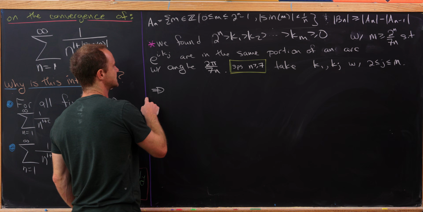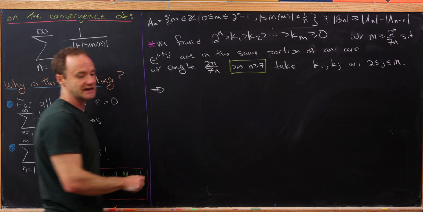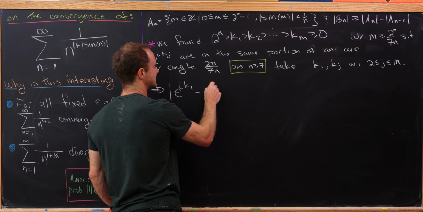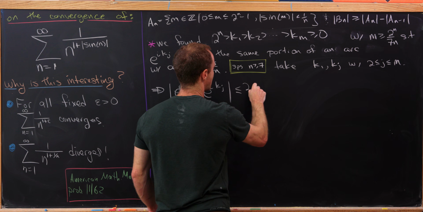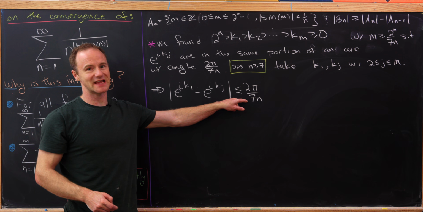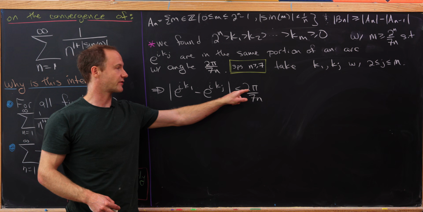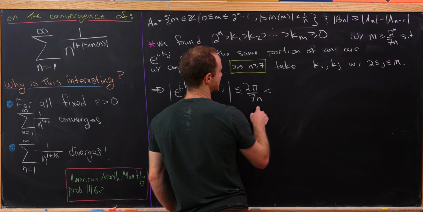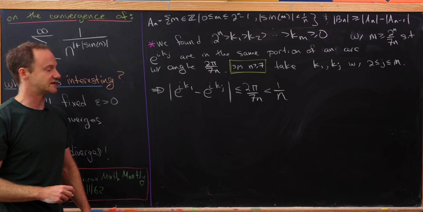Now let's notice this business about being in the same portion of an arc with a certain angle is the same thing as saying that the modulus of e to the i k_1 minus e to the i k_j is less than or equal to 2 pi over 7n. But you might say, where did this 7n thing come from? Well, it came from the fact that pi is less than 3.5, so 2 times pi is in fact less than 7. So that means that we can pin this above by 1 over n. Okay, so that's good to see.